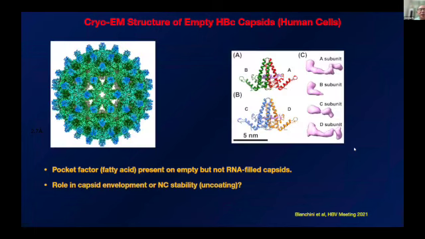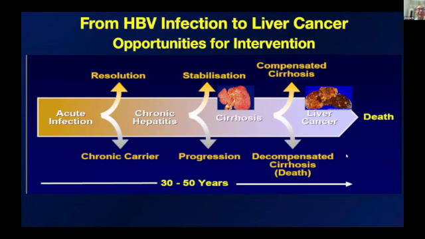This is just a couple of structural slides showing the new information that we have, this pocket factor on the viral capsid and how the DNA is organized, which may help us understand how the rcDNA escapes the capsid to form cccDNA. Next, please. In terms of natural history, this basically says it's a long process that provides opportunities for antiviral therapy, and of course for vaccines to prevent infection, and then we can prevent all the consequences. Next, please.